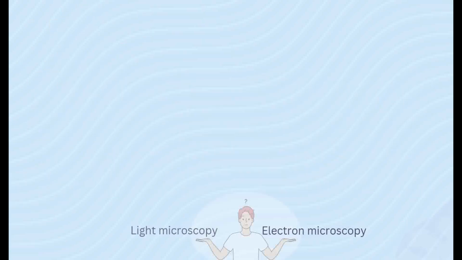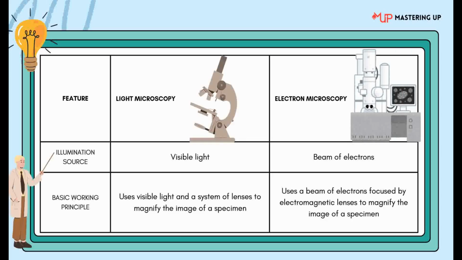Let's begin with the difference between light microscopy and electron microscopy. To begin with the basic difference, let's see the illumination source. As the name says, the light microscopy uses visible light to observe the samples, while the electron microscopy uses a beam of electrons. Let's see the basic working principle.